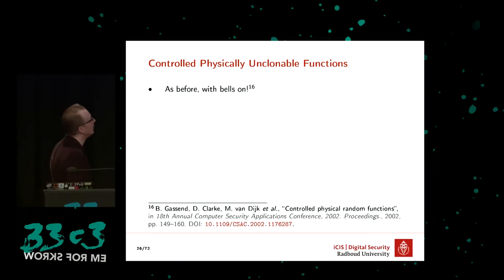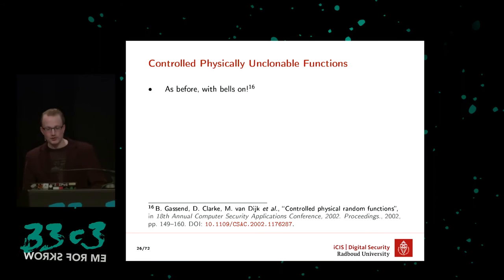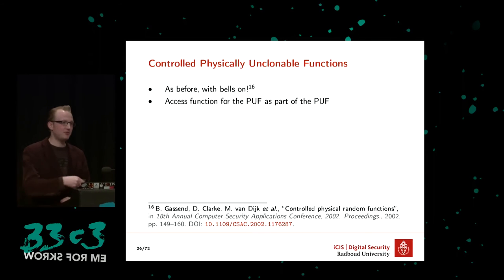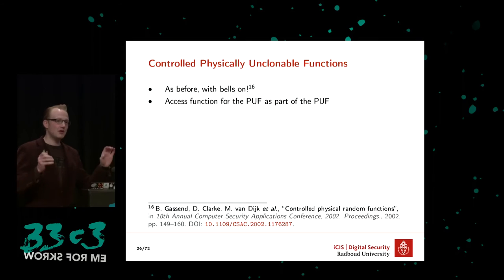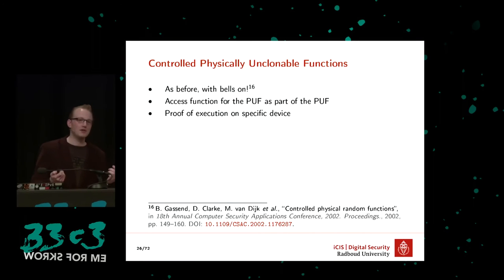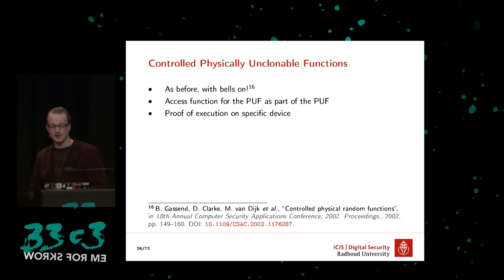So they also proposed controlled physically unclonable functions, which is the same but with bells on. You have an access function for the PUF, which is part of the PUF. This is to prevent that final attack. Basically, you overlay the logic of the access function with the PUF, so that to access the logic of the access function, you have to break the PUF. And if you break the PUF, everything breaks, no longer works. So this gives additional properties. An uncontrolled PUF can only be used for device authentication. This can be used to have nice things like proof of execution on a specific device.